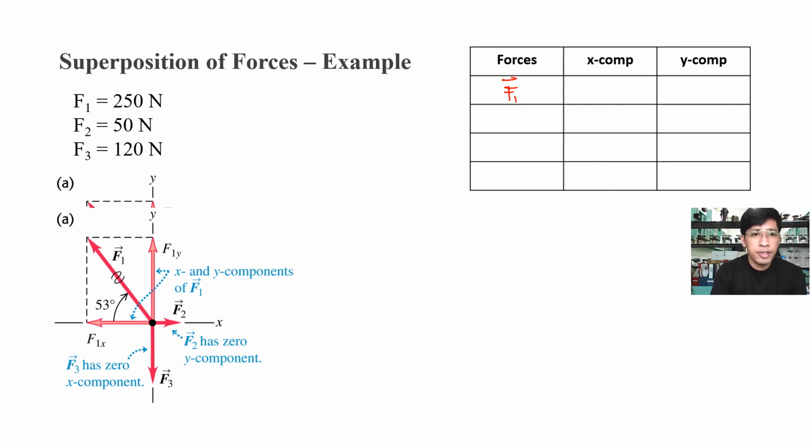Your force 1 is directed 53 degrees north of west, so it has some angle. There are two ways to find the components. We either use your 53 degrees here, but we take note that your F1x should be negative and your F1y should be positive, or we can also use this angle here. But let's just use your 53 degrees.